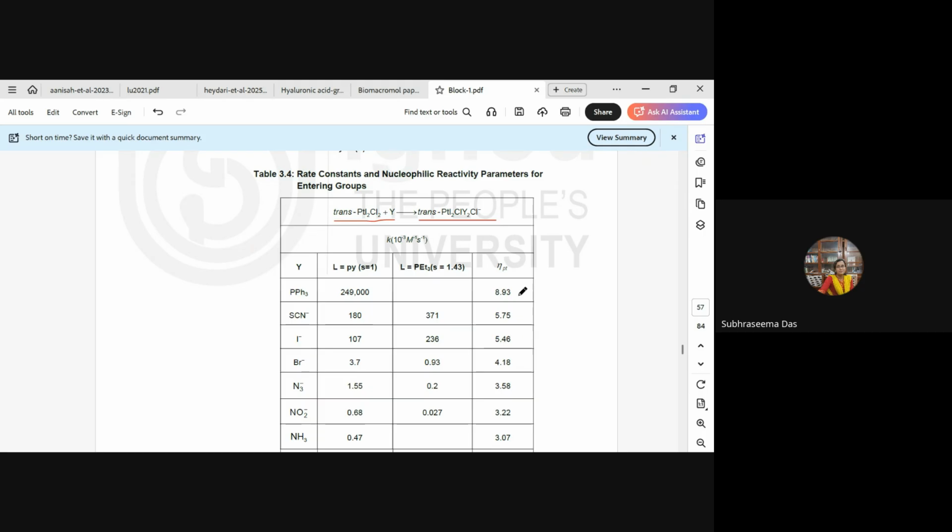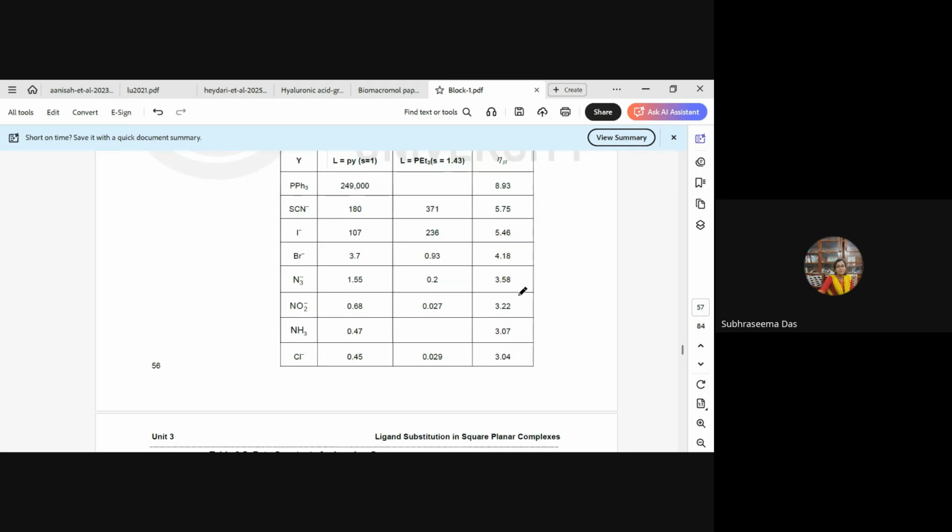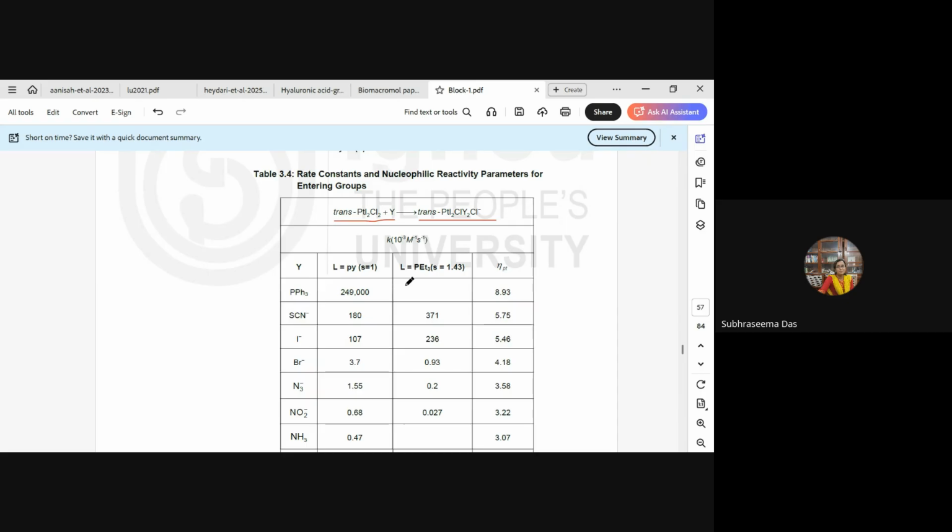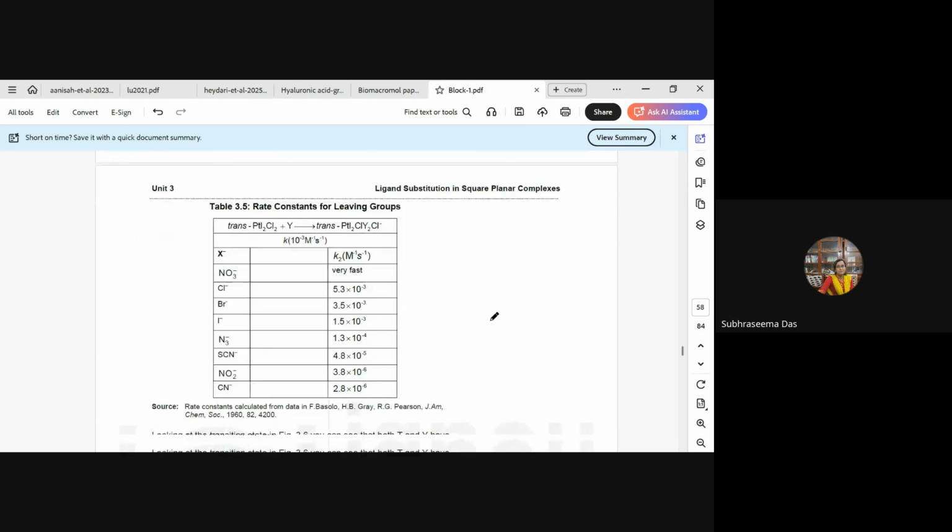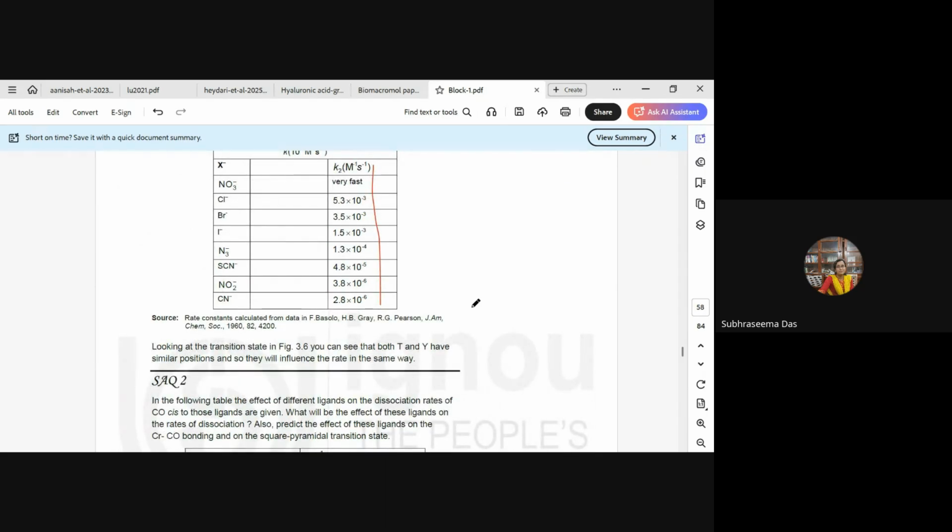If you look into this table, the rate constants and nucleophilic reactivity parameters for different values are shown. In table 3.5, the rate constants for leaving groups are given. Here for different leaving groups, you can see nitrite, Cl minus, bromide, and all these cases, the leaving group constants have been shown.